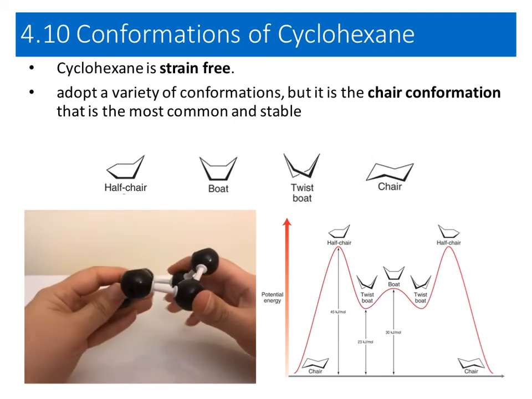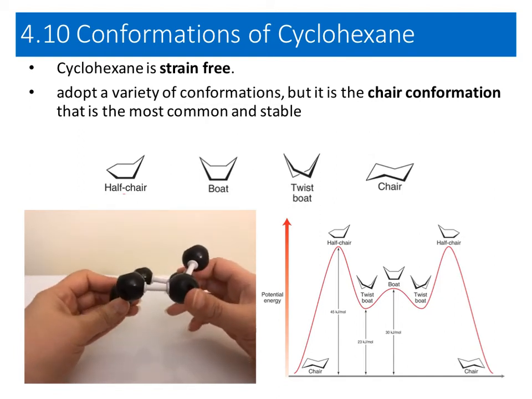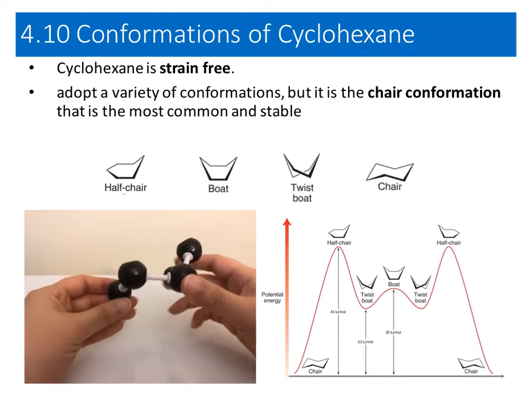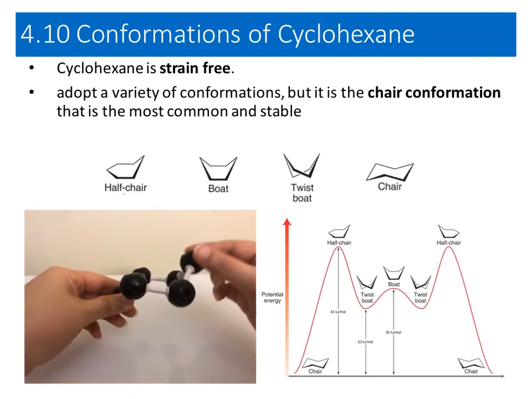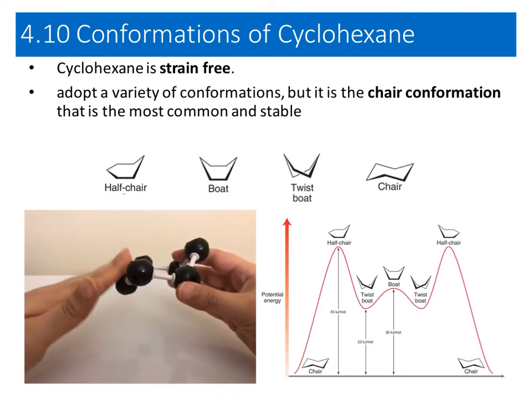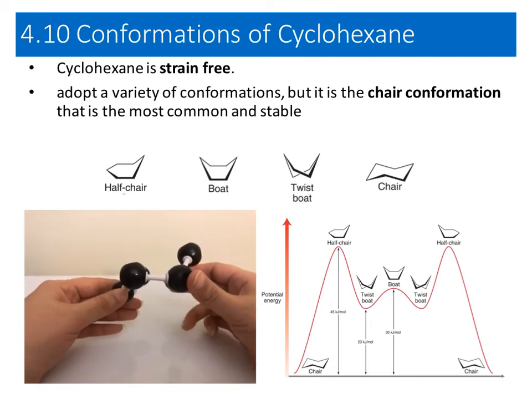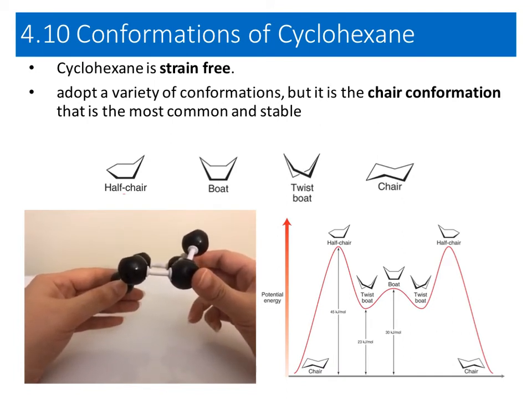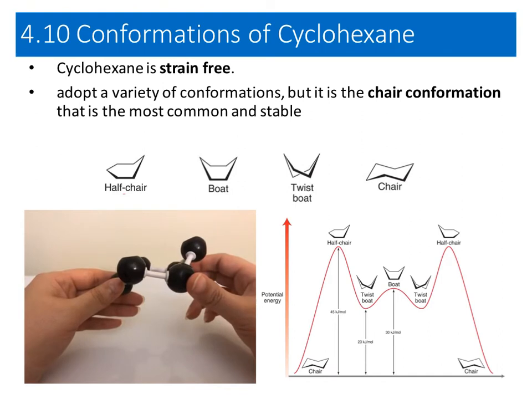Okay, so if you have your model kit, you can make the chair conformation. The reason that we call that chair is because it looks like a chair. So imagine if this is the sitting area, this is the back of the chair, and this is the place that you put your legs. So it looks like a chair. Chair conformation is the most stable conformation, and we are going to focus on this one from now on in this chapter. This energy diagram shows the relative stability of each conformation.